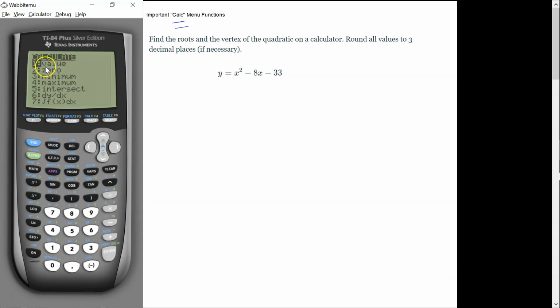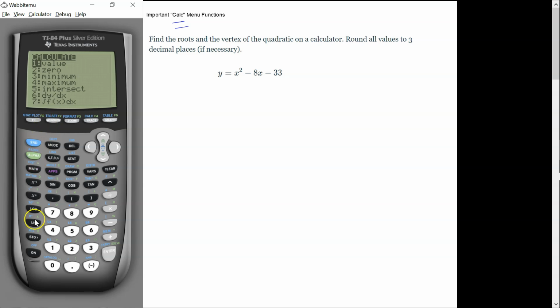So we've seen this before. We were doing second calc value. Here we're going to use the zero and then the minimum and maximum functions. We're going to use the intersect a little bit later, and then these guys, the dy/dx and this little integral guy, we'll see later. So this menu is super useful to get to. Again, it's second calc, and then here are our functions.